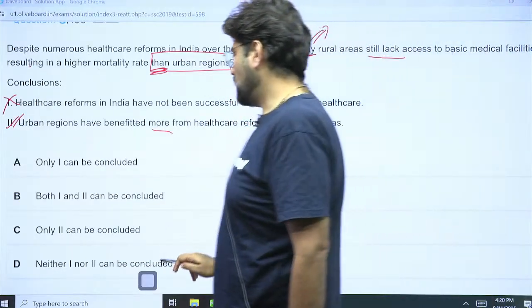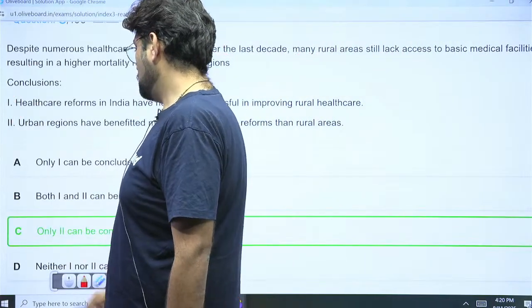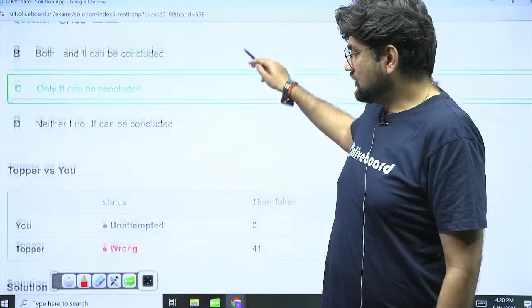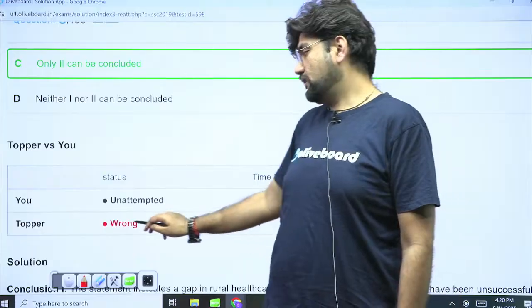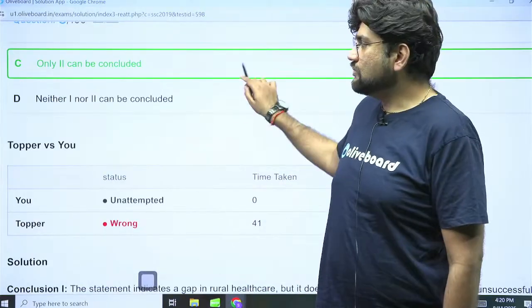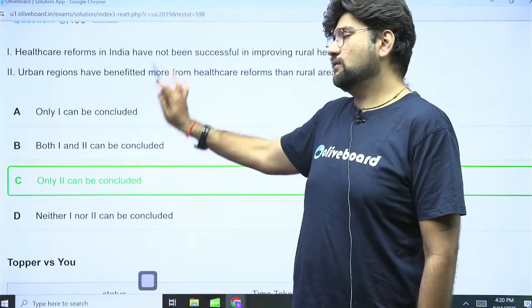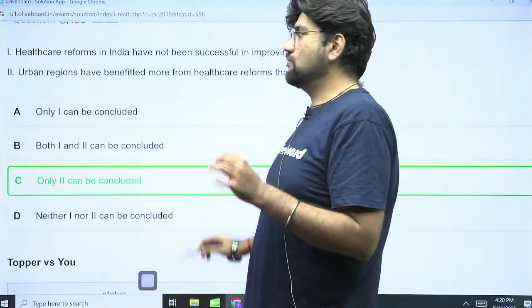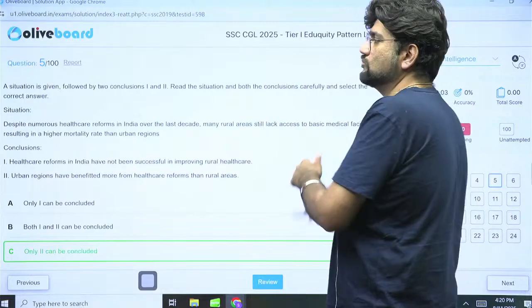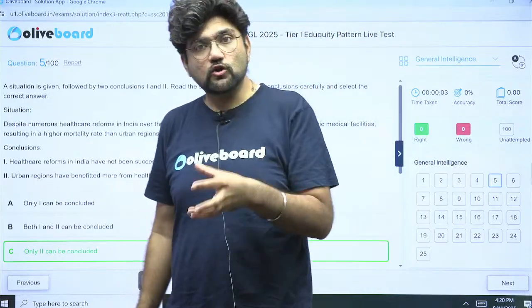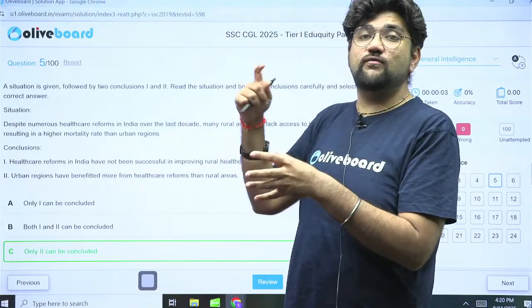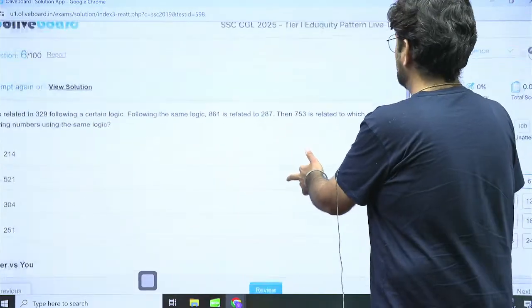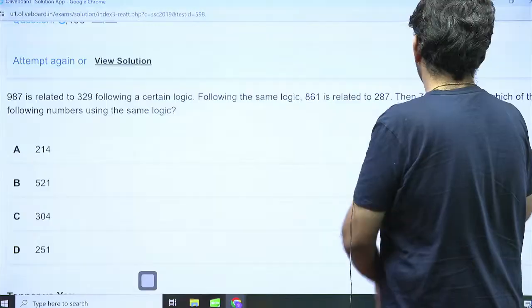So my answer should have been what? Only 2 can be concluded. Which is right. There is nothing debatable here. But unfortunately, after giving 41 seconds to it, it went out to be wrong. Why? Because the majority of the people feel that both 1 and 2 will be concluded will be the correct answer. These are the intricate details which you are missing. And that is why critical reasoning seems to be difficult. You have to understand what to think, how to think, and in which question to apply that brain. Everything works differently in logical reasoning in this case, guys. Okay, now let's come to the normal questions.